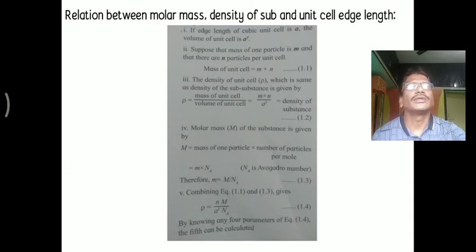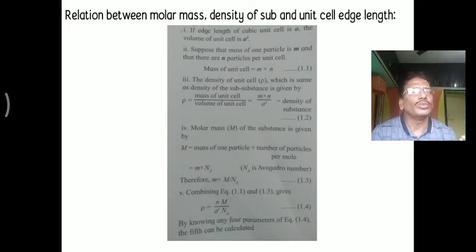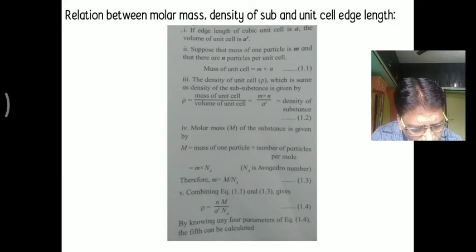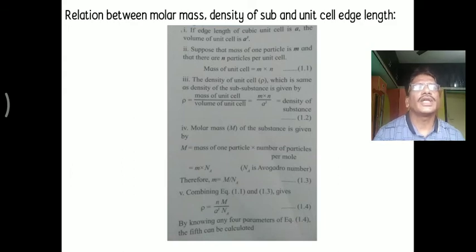It is given like this: if the edge length of a cubic unit cell is a, which was considered in the last lecture, then the volume of the unit cell is a cube. If we consider the cube, its edge length is a, then the total volume of the unit cell is a cube. How is it a cube? That is length into breadth into height: length a, breadth a, height a. So a into a into a, that is a cube, the volume of the unit cell.